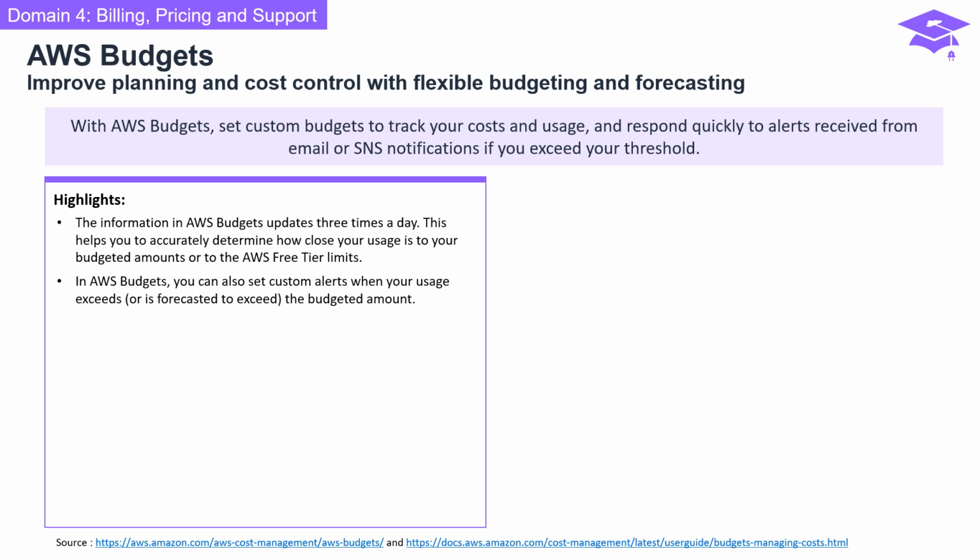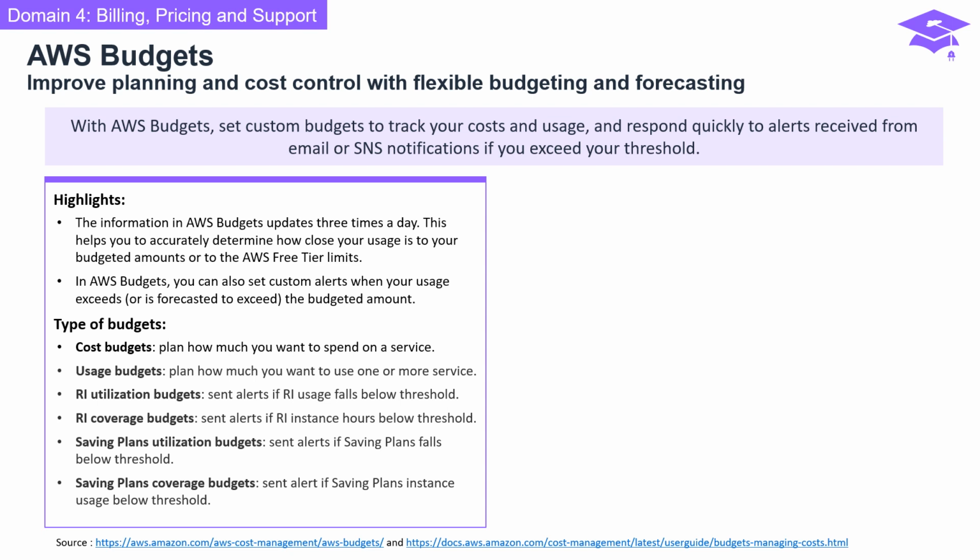One of the standout features of AWS Budgets is that the information updates 3 times a day. This frequent updating helps you accurately determine how close your usage is to your budgeted amounts or the AWS free tier limits. Additionally, AWS Budgets allows you to set custom alerts when your usage exceeds or is forecasted to exceed the budgeted amount. Let's explore the different types of budgets AWS Budgets offers.